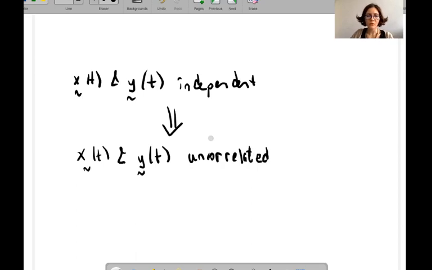However, the implication does not work the other way around. Uncorrelatedness does not imply independence. So in this way it won't work, but in the first way it will be fine. So this is a classical result that we also saw earlier. Okay.